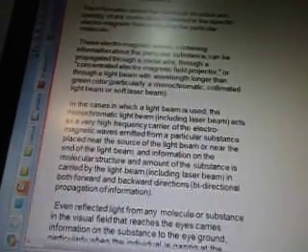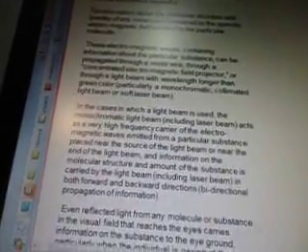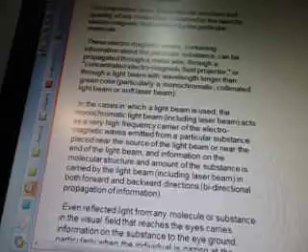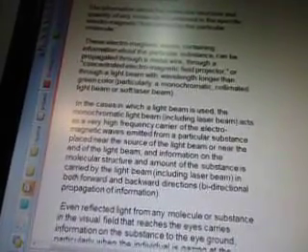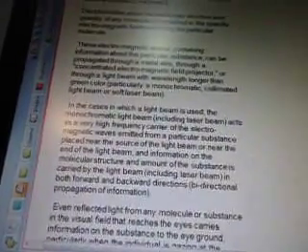In the cases in which a light beam is used, the monochromatic light beam, including laser beams, acts as a very high frequency carrier of the electromagnetic waves emitted from a particular substance placed near the source of the light beam or near the end of the light beam. The information on the molecular structure and amount of this substance is carried by the light beam, including laser beam, in both forward and backward directions, bidirectional propagation of information.